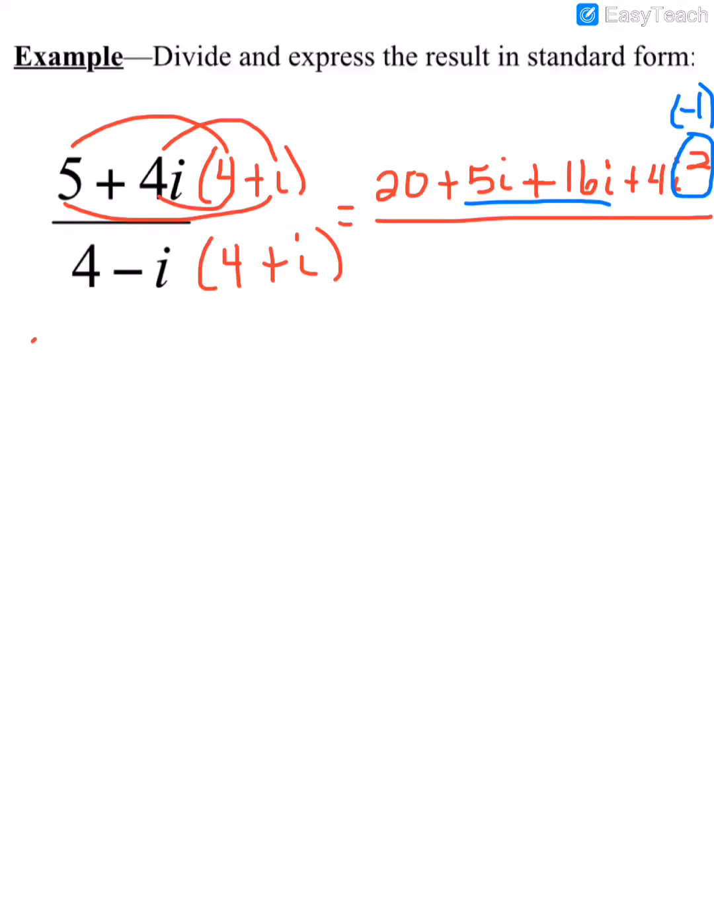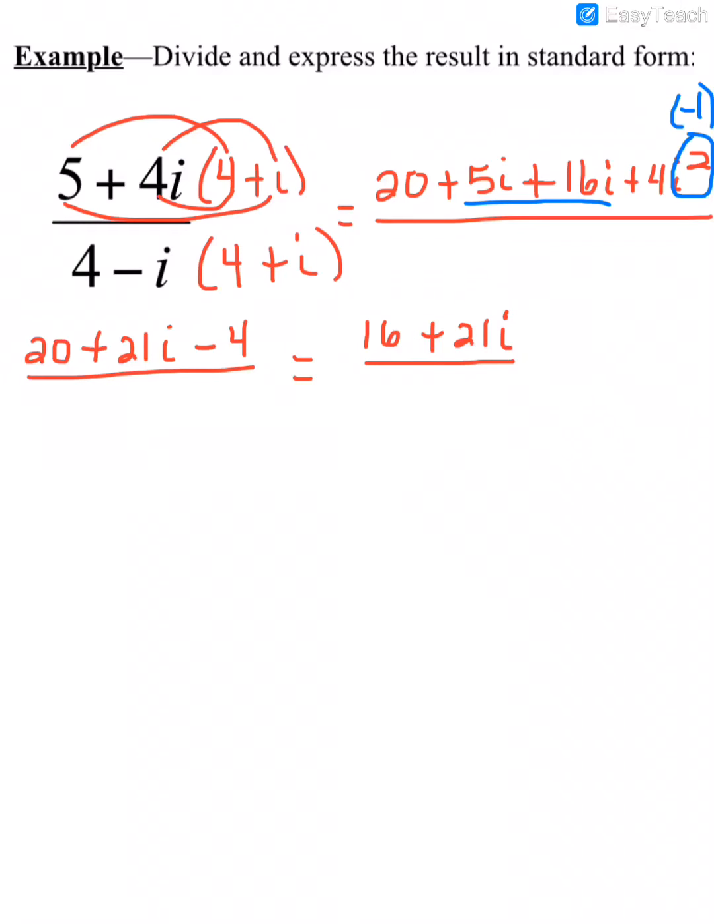Alright, so that gives me 20. When I combine my like terms, that gives me a plus 21i. And then positive 4 times negative 1, that would be a negative 4. Okay, so again, I'm going to combine like terms, the 20 and the negative 4, that would be 16 plus 21i. Okay, and that's as far as I can go with the numerator for now. So let's move down to the denominator.